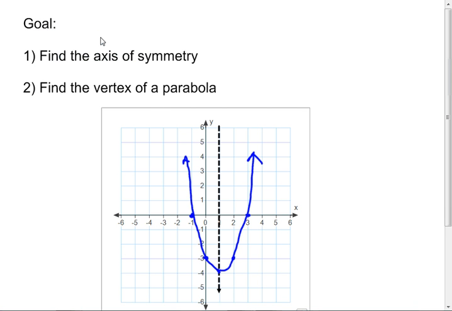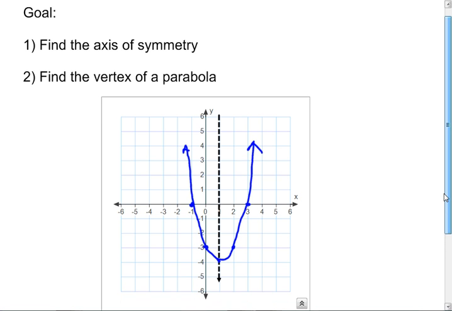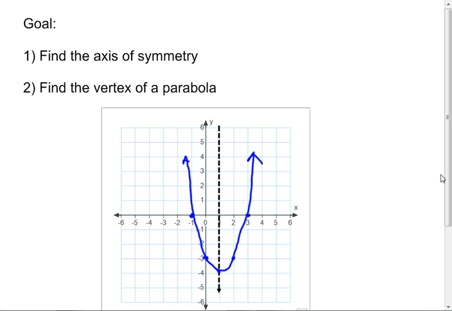Okay, we're going to find the axis of symmetry. The axis of symmetry, Jack, is a line, so you need to write the equation of the line. And then what we're going to add today is finding the vertex of the parabola. So what is the equation for this line? X equals what? Joey? What's x equal to?